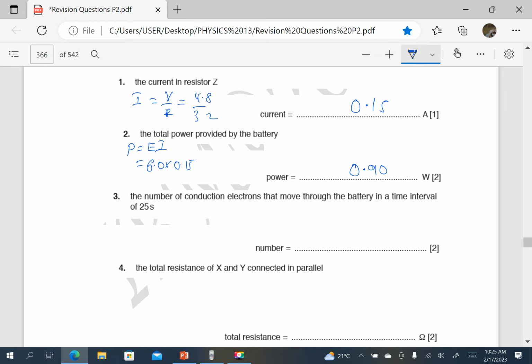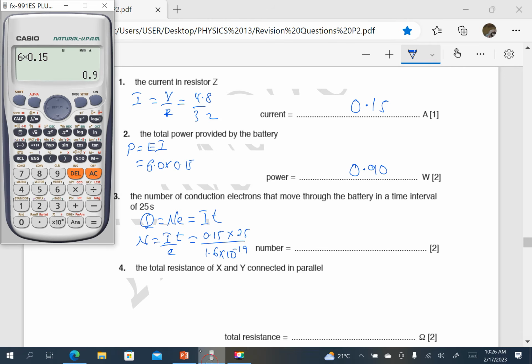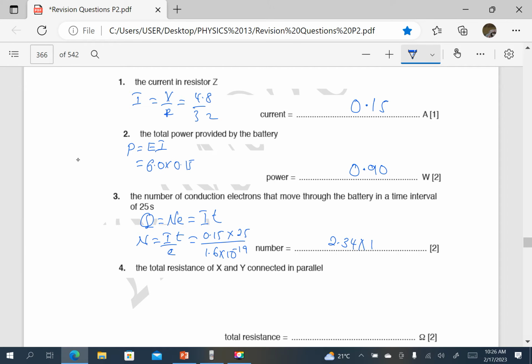Then the number of conducting electrons that move through the battery. So we know that charge is equal to the number of conducting electrons times the charge of one electron, which is also current times time. So the number of conducting electrons is current times time divided by the charge of one electron. The current is 0.15, the time is 25 seconds, divided by the charge of one electron, which is 1.6 times 10 power negative 19. 0.15 times 25 divided by 1.6 times 10 power negative 19 is 2.34 times 10 power 19.